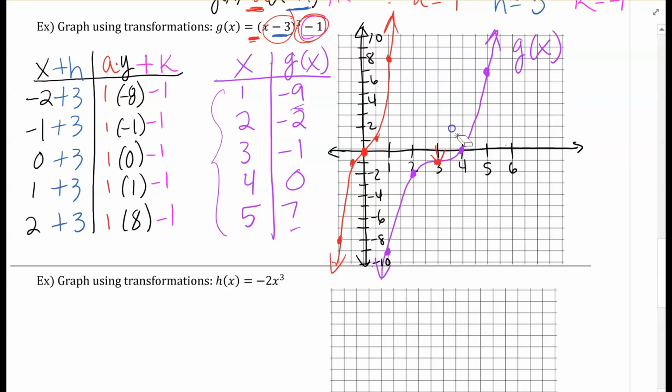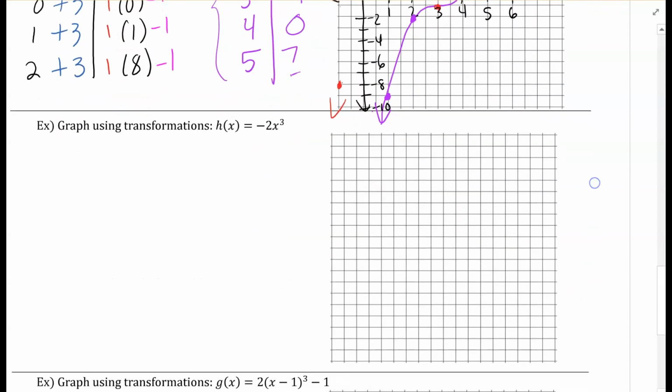And then there is no a value, so there was no stretch or compression. Oh no, I erased my axes. But I was trying to say that there was no stretch or compression. And you can tell because the function still kind of looks like the parent function. Okay?